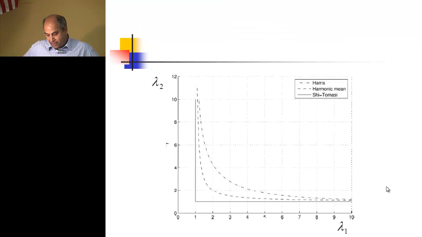So now you can compare these different criteria, and this is shown again in terms of lambda 1 and lambda 2. Harris is this one, then this is Zaleski, and this is Shi and Tomasi. So it's telling you the region that, if you use Shi and Tomasi, it will be around this region where this is fixed here. And if you use the harmonic mean, it's this curve shown here, and then Harris.